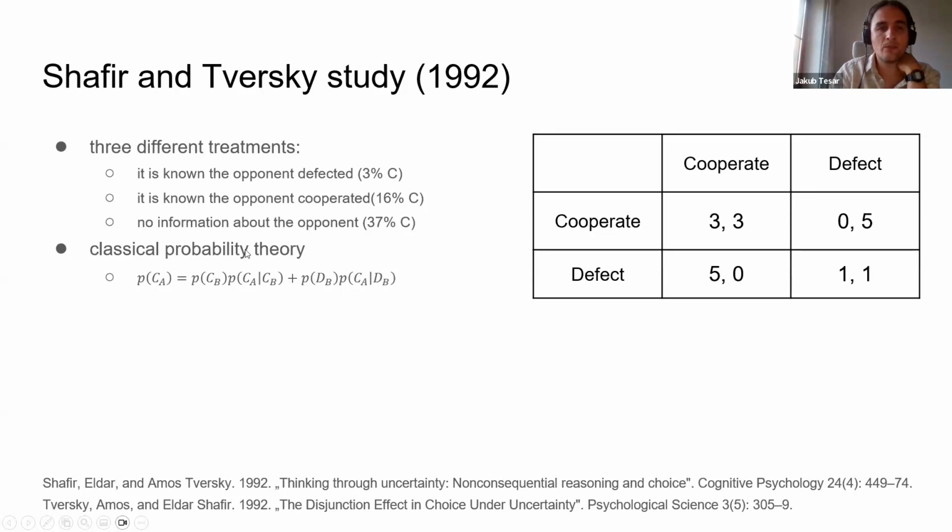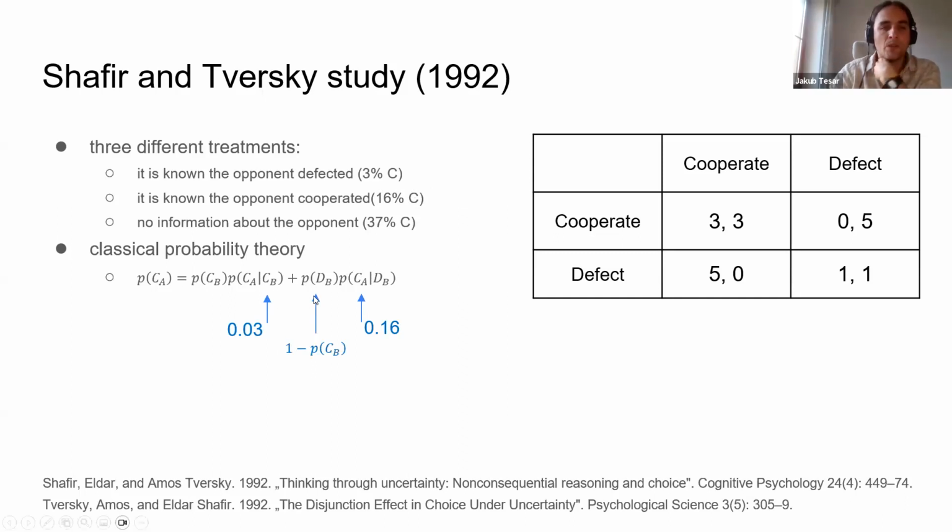So this is the formula that has to be correct for Kolmogorov probability theory, classical set theory. And what you can see, we have this conditional probability here. So willingness to cooperate after seeing cooperation is this first value from the first treatment. This willingness to cooperate after seeing defection is the second number from the second treatment.